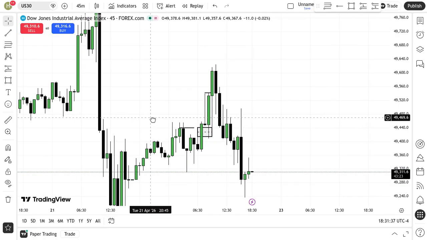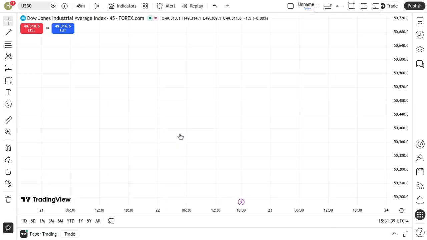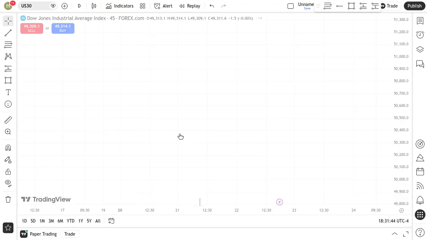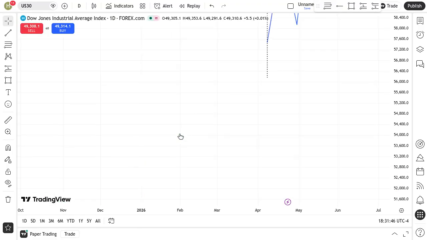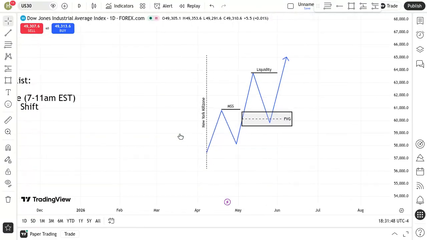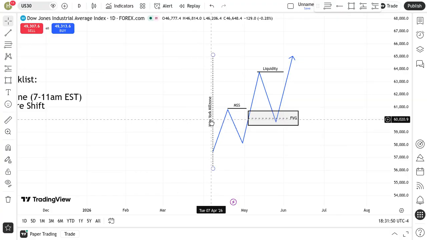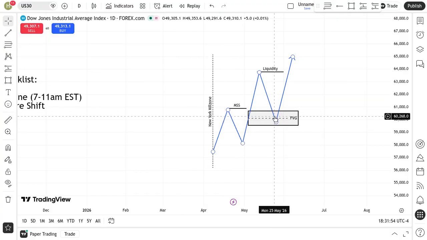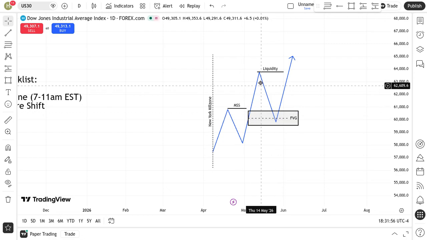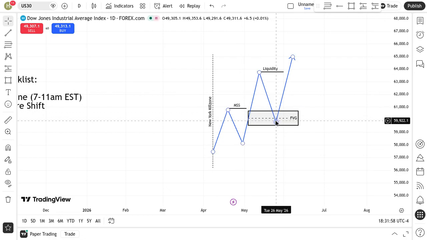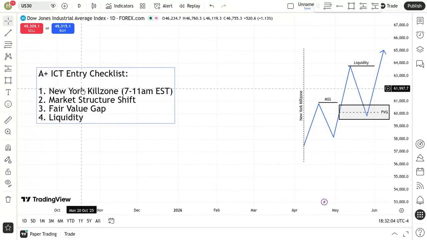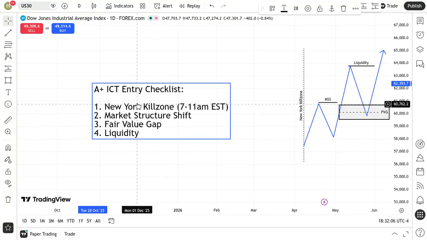It's really that simple. Remember, we'll go on the daily time frame real quick just to show you guys what it looks like again. So remember, New York kill zone, market structure shift after the kill zone. We retraced back into a gap that was created, leaving liquidity. Then when we react from the fair value gap, we enter higher, target liquidity, and that is literally it. So this was the A plus ICT entry checklist using ICT concepts.